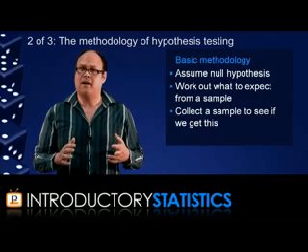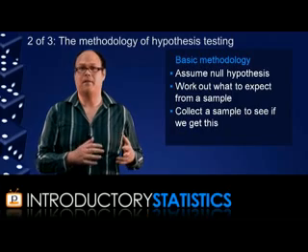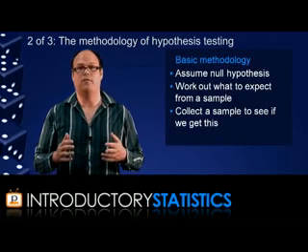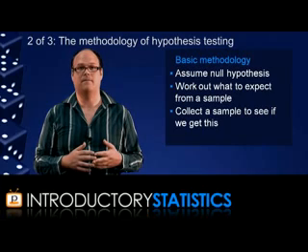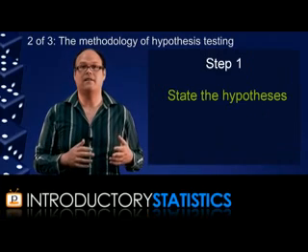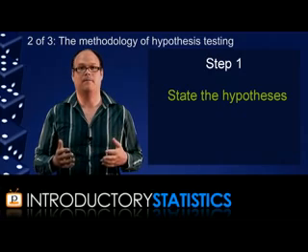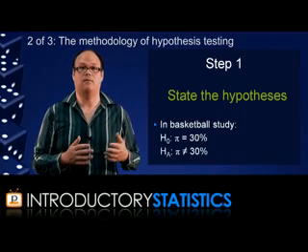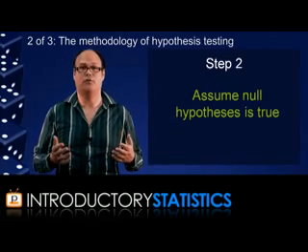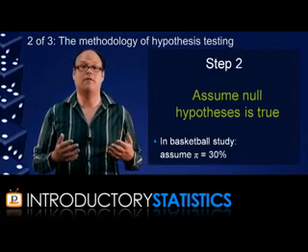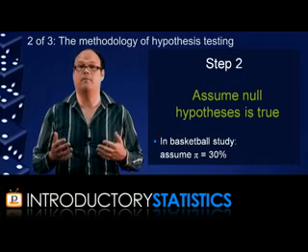To be more precise about the method though, we have to relate the sampling distribution to the standard normal distribution Z. Here's a step-by-step guide for a hypothesis test. First, we state the null and alternative hypotheses. In the basketball study, these were the hypotheses. Next, we assume that the null hypothesis is true. So we assume that the proportion of fans that are female is 30%.